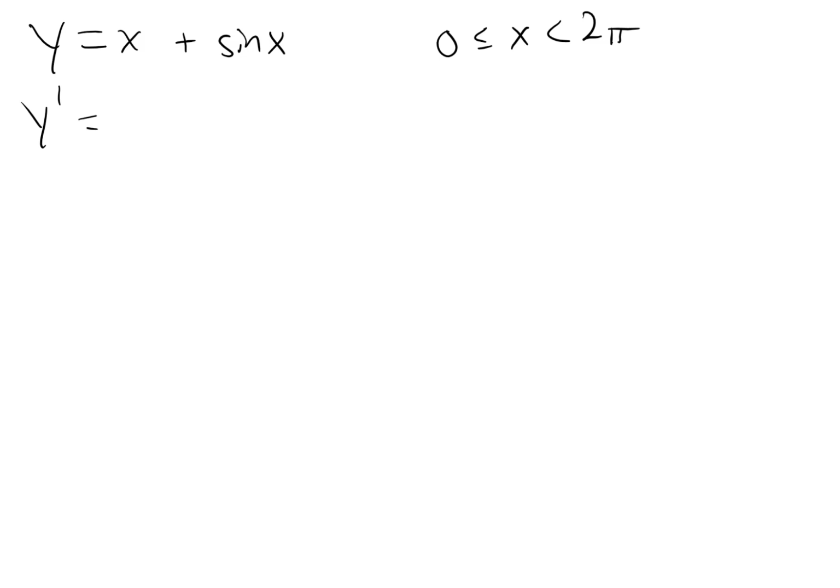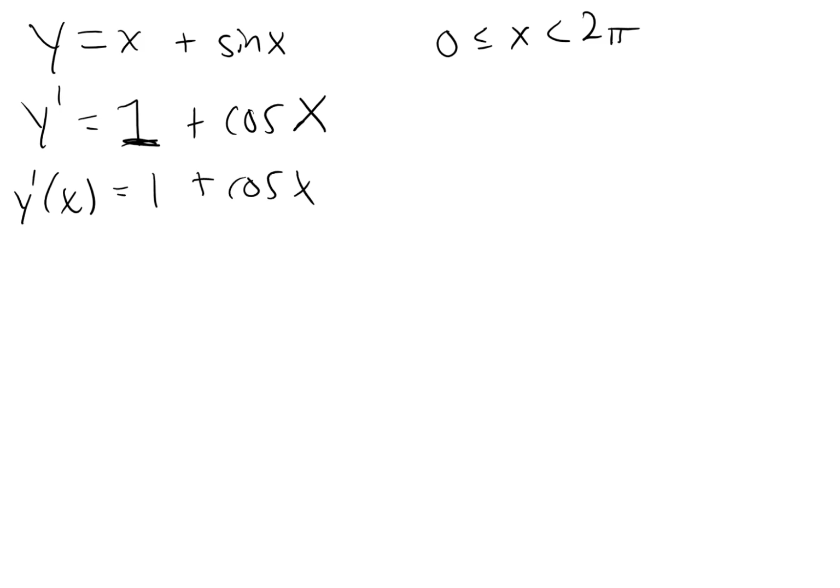Using the power rule here, I can bring the power down and lower the power by 1. The derivative of x is just going to be 1. And the derivative of sine is cosine. That one you just need to memorize. And so what this tells me is, for any x, I can find the slope of a tangent line.